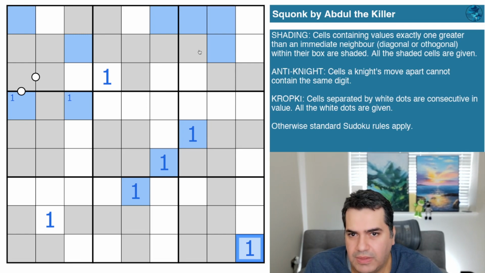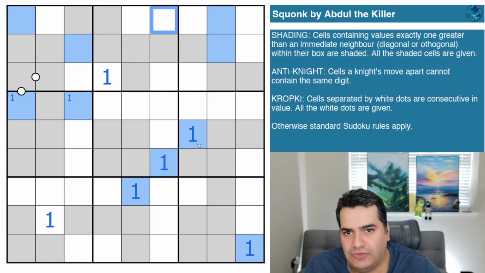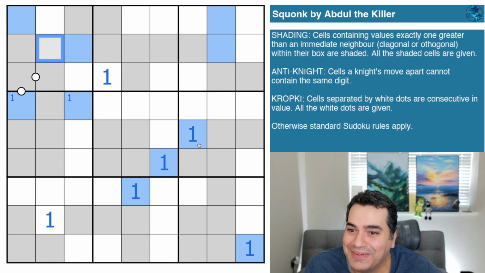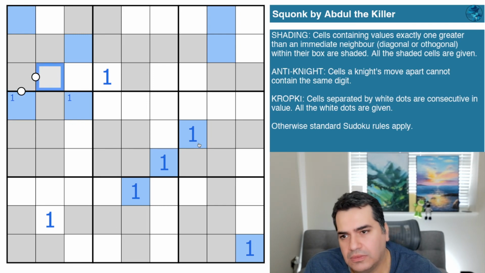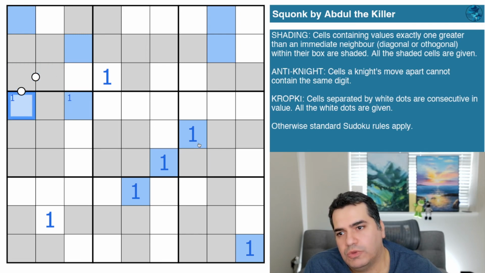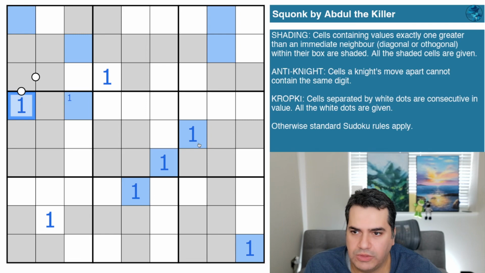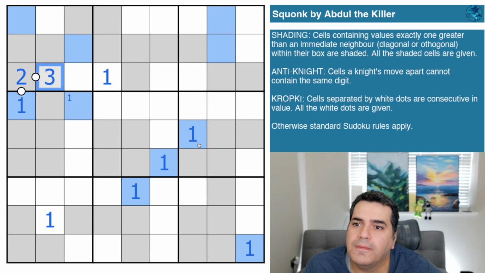I mean, it's not helpful, but I will take any digits I can get right now. Are any of these particularly awkward? I mean, it forces 1, 2, and 3. I don't think 1, 2, and 3 here is possible. So if I put a 1 in there, that's a 2, that's a 3.